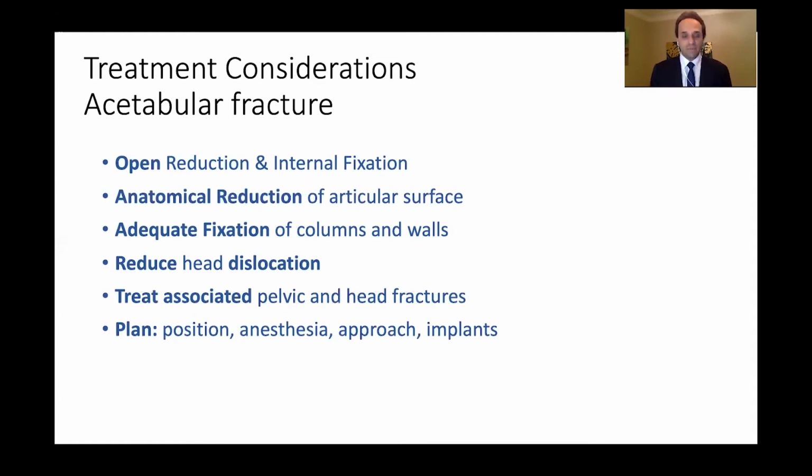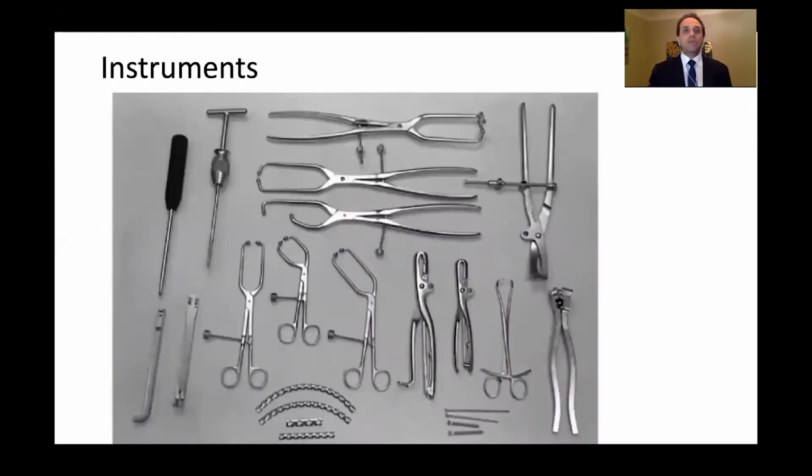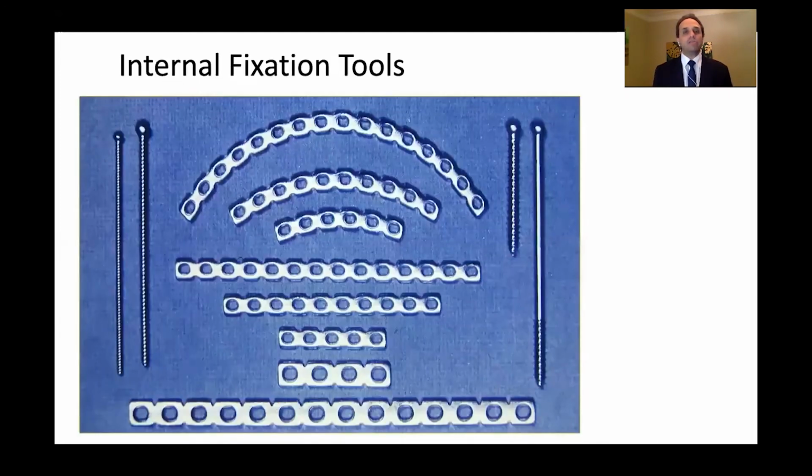So we need to plan the position of the patient, the anesthesia that we're going to use, the approach, and the implants. And that's very important. You will require these instruments, including Matta clamps, King Tong reduction clamps, pelvic reduction clamps, and ball spikes. And you will require reconstruction plates, whether 3.5 or 4.5, straight or curved, with long screws, because you may need the long screws for column fractures.